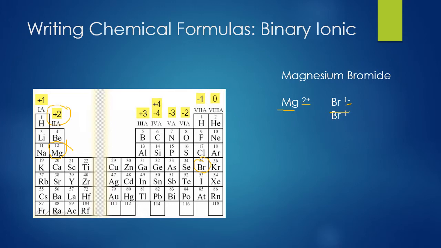So what do I need? I need another bromine. If I add another bromine, now I have two -1 charges, which would give me a total of -2. That is going to neutralize my +2 charge, which is on the magnesium. So my compound would be Mg1Br2. I would need 2 bromines to neutralize the +2 on the magnesium.